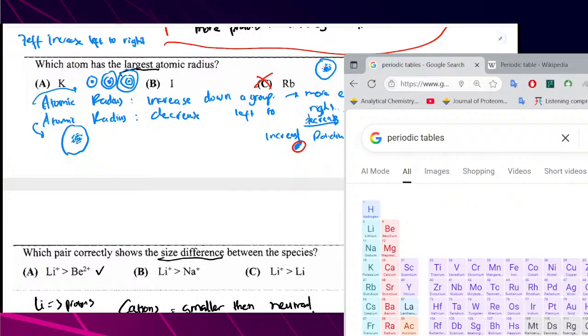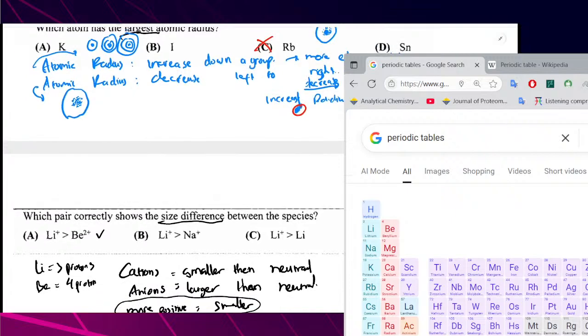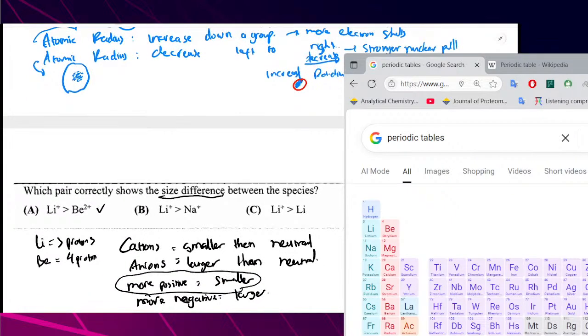The concept is the same. Put Be in period 2, and Be has more cation, more positive charge, which is 2+. So remember, more positive is smaller, and more negative is larger. How about lithium and Na?